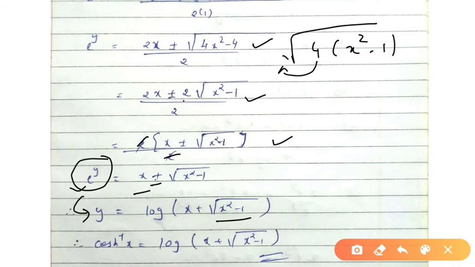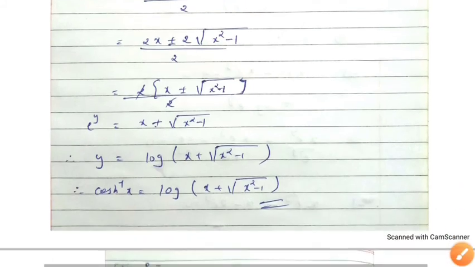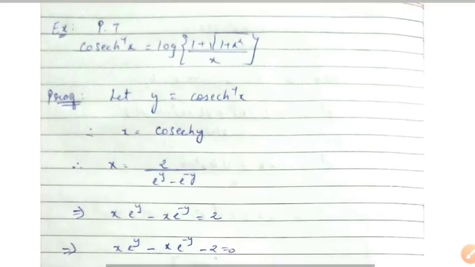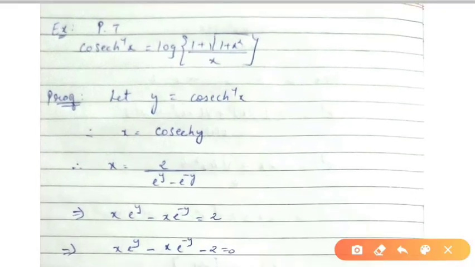Now in the starting of our proof, we have assumed that y is equal to cos h inverse x. So this is our final proof. Cos h inverse x equal to log of x plus under root of x square minus 1. Now let us take one more example of the same type, but it is a bit different from sin and cos. Now next is: prove that cosec h inverse x equal to log of 1 plus under root of 1 plus x square upon x.